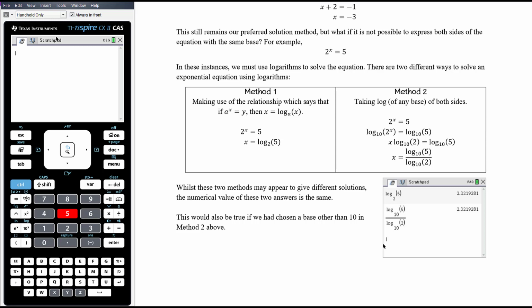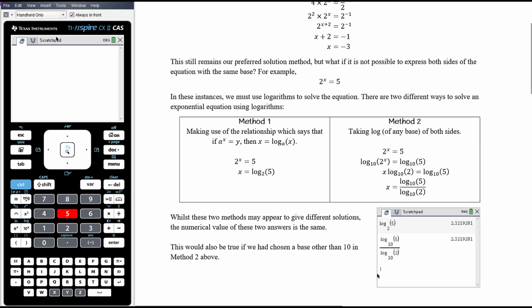What I do want to say though is there are times when using method 2, which is to take log of both sides of the equation, is a useful thing to do, and we'll look at an example where that happens. So method 1 makes use of this relationship, which the whole topic really has centered around: if a to the power of x is equal to y, then x equals log base a of y. And so if 2 to the power of x equals 5, simply using this relationship, log base 2 of 5 is equal to x. The base of the exponent becomes the base of the log, and the other two things pretty much switch sides.